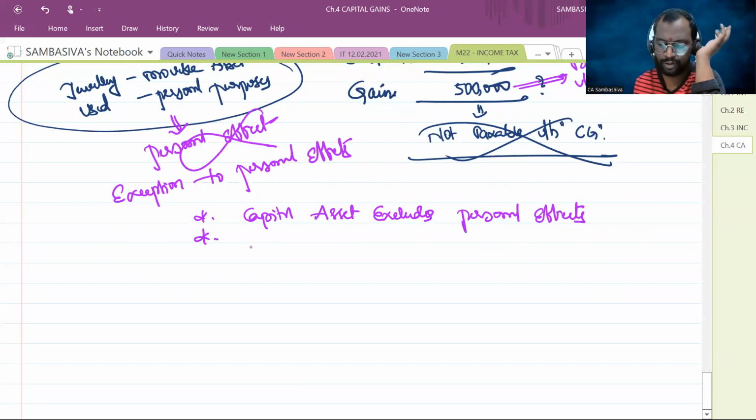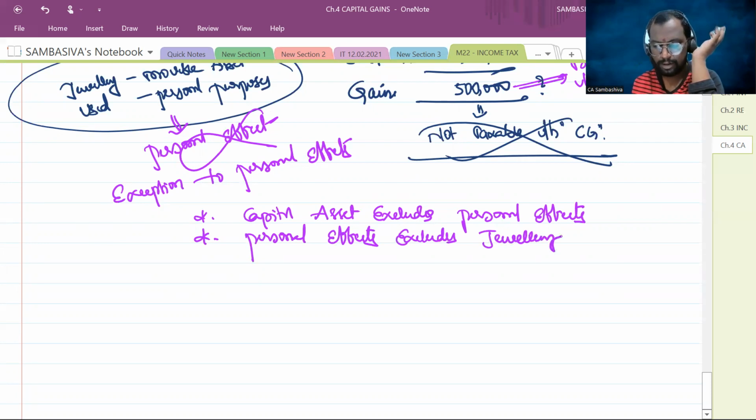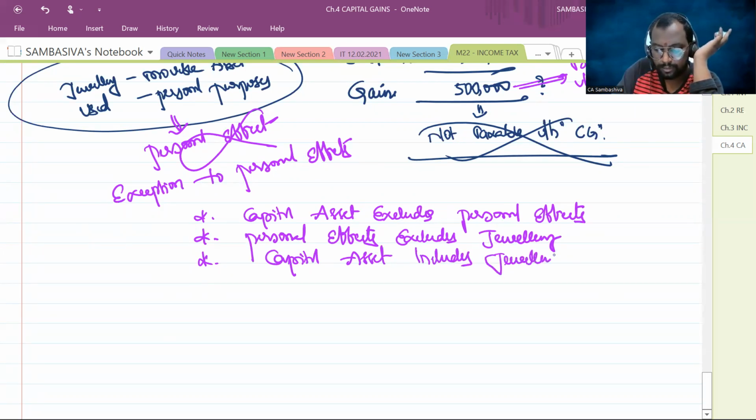And now, just now I've told you that personal effects exclude jewelry. Personal effects exclude jewelry. So that means capital asset includes jewelry. Capital asset includes jewelry. Sir, capital asset excludes personal effects. Personal effects exclude jewelry. So capital asset includes jewelry. So jewelry forms part of your capital assets.